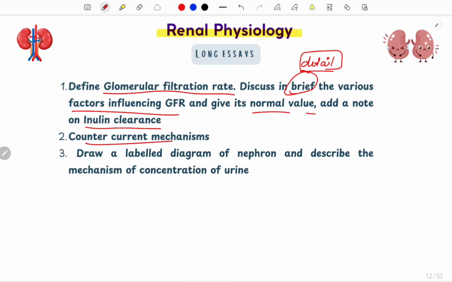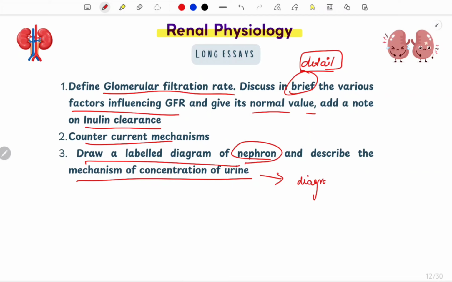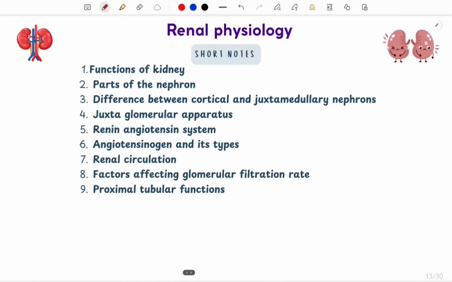Second question is countercurrent mechanism, and next question is draw a labeled diagram of nephron and describe the mechanism of concentration of urine. Please draw a diagram for this, because only with the help of the diagram you can understand this topic very well. So just concentrate more on diagrams for these things. Short notes are functions of kidney. Again, function is very important.